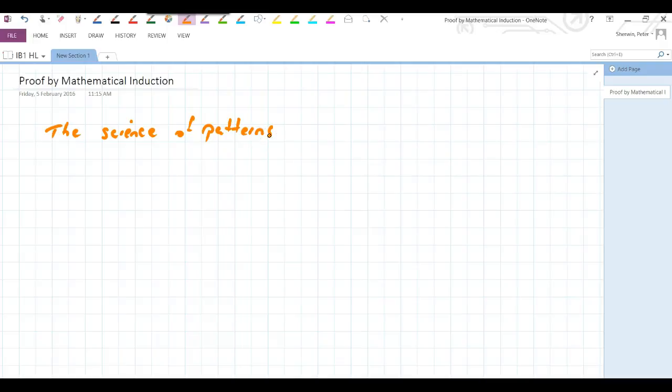We've had a look at different types of sequences, arithmetic and geometric, and examined those. But we're looking at the science of patterns. So as part of this section of work, we're going to look at a method of proof, mathematical induction, that uses a pattern technique, a method whereby we establish a pattern.